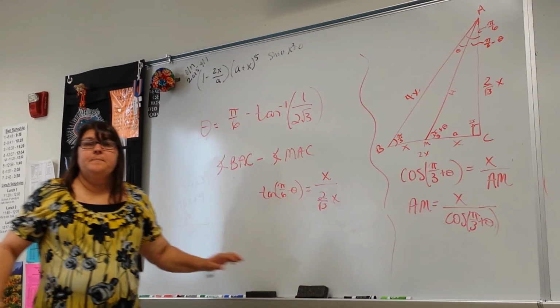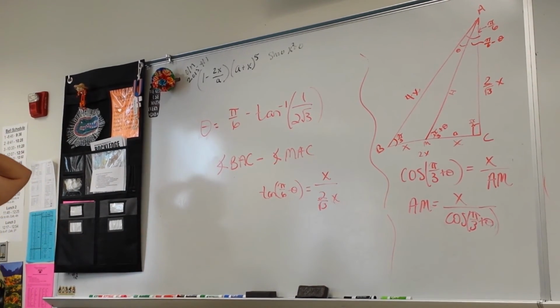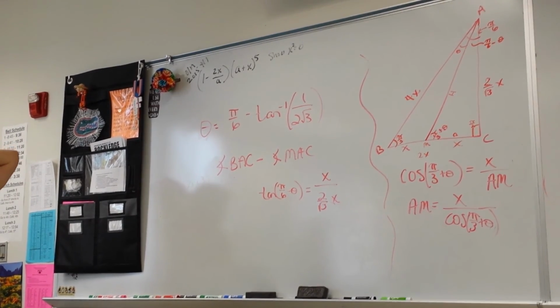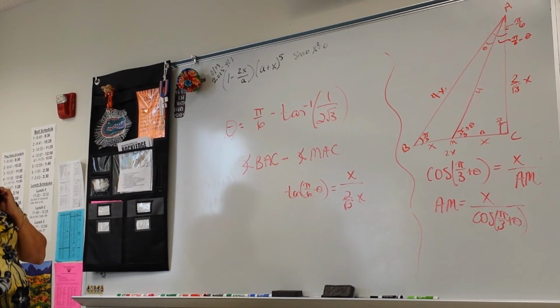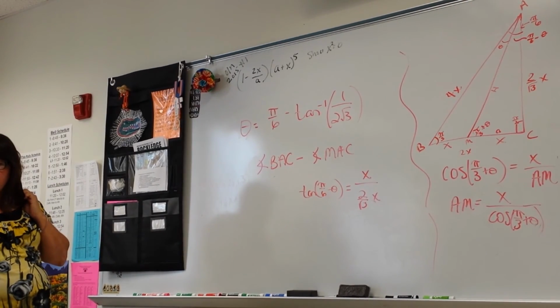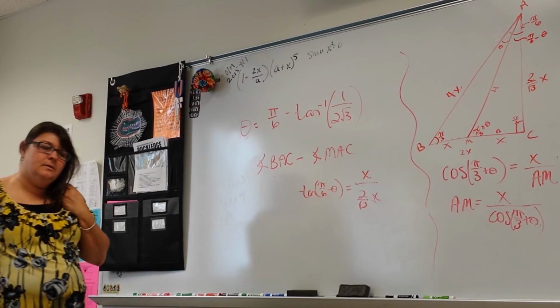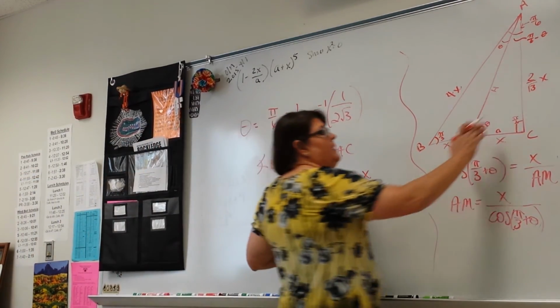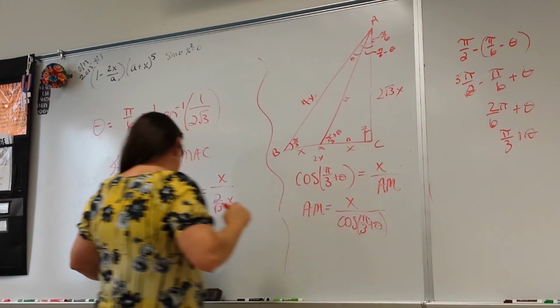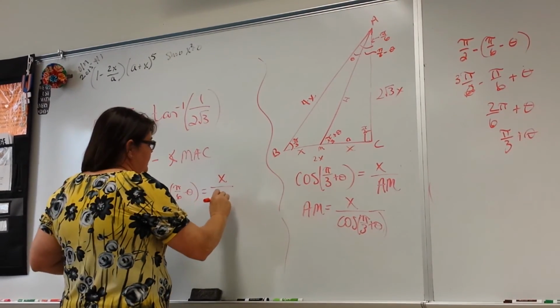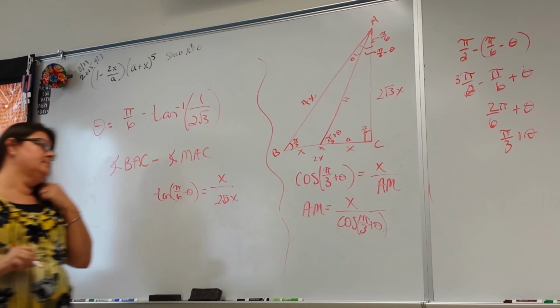Yeah. I understand the 30, 60, 90 has special properties, but how did you get 4x and 2 over square root of 3x? Where did that come from? It's a 1, 2, square root of 3. But how did the 1 become 4x? It might be 2 times the square root. Probably. That looks better. Yeah, I'll go with that.